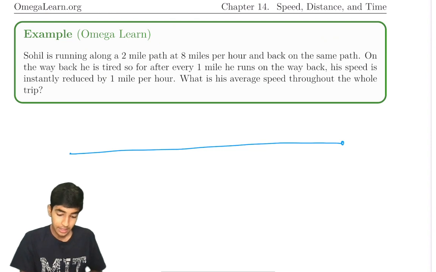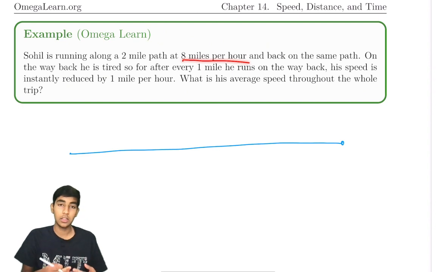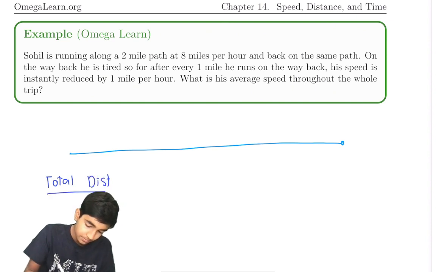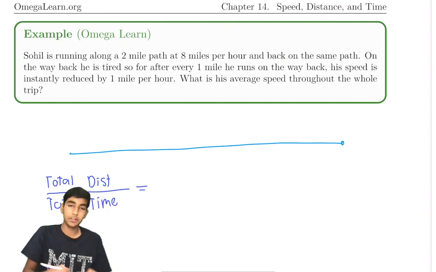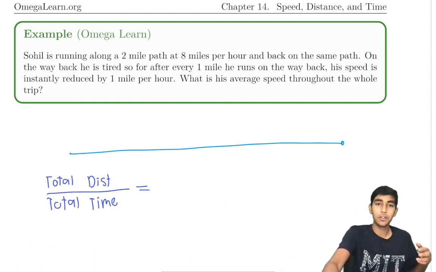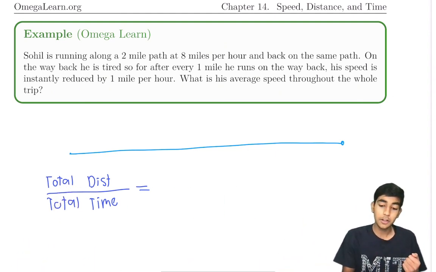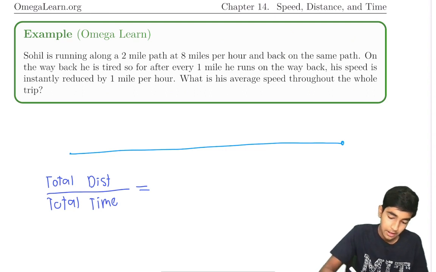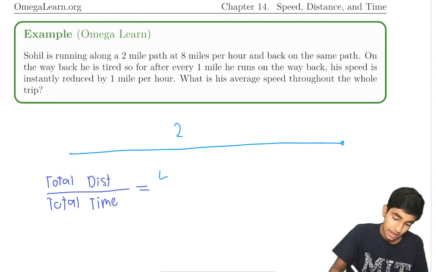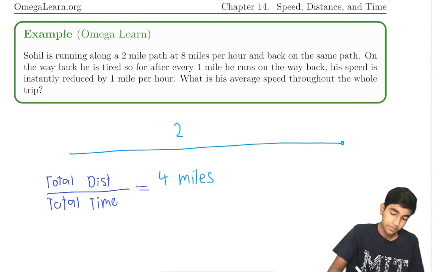Okay, so on the way forward, the speed is 8 miles per hour consistently throughout. And remember, average speed is total distance by total time. So let's find the total distance first. Total distance divided by total time. The total distance, well, it's a 2-mile path, and Sohol goes there and back, so 4 miles, right? Total time.